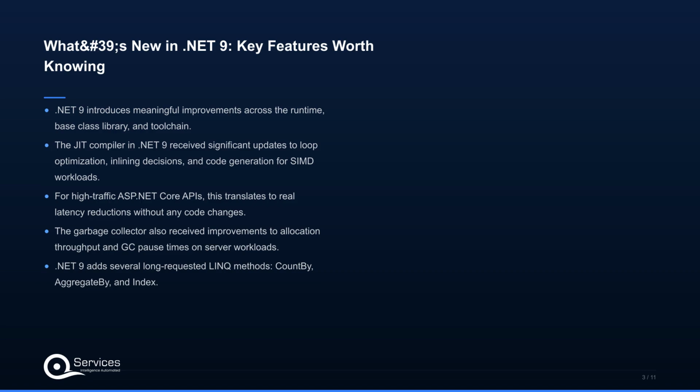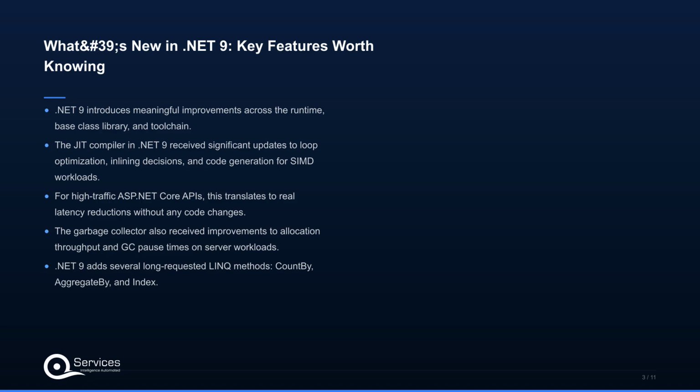The JIT compiler in .NET 9 received significant updates to loop optimization, inlining decisions, and code generation for SIMD workloads. Microsoft's benchmarks show throughput improvements of 15 to 40% on certain workload categories, with JSON serialization and cryptographic operations showing the largest gains. For high-traffic ASP.NET Core APIs, this translates to real latency reductions without any code changes.